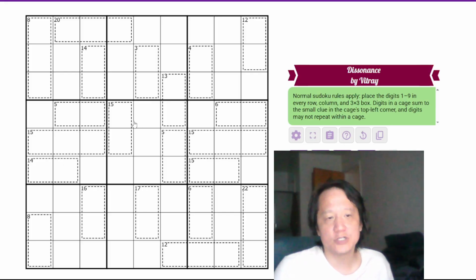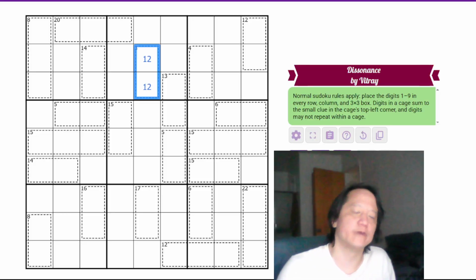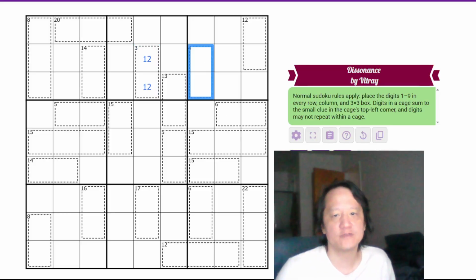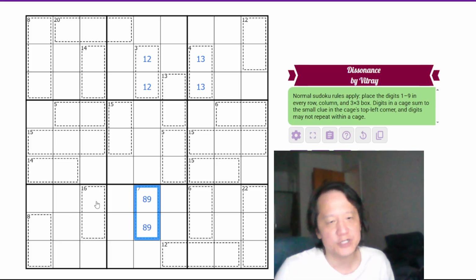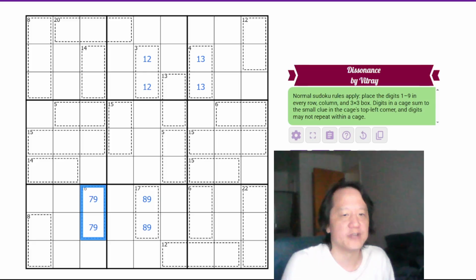Okay, two digits adding up to 3. It has to be 1 and 2. For 2 digits adding up to 4, it's 1 and 3. 2 digits adding up to 17, it's 8 and 9. 2 digits adding up to 16, it's 7 and 9.